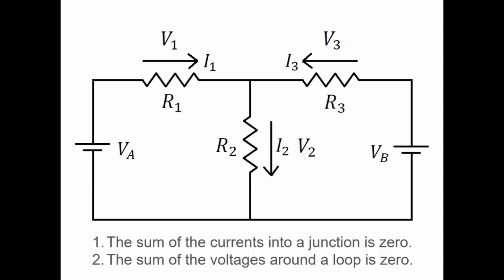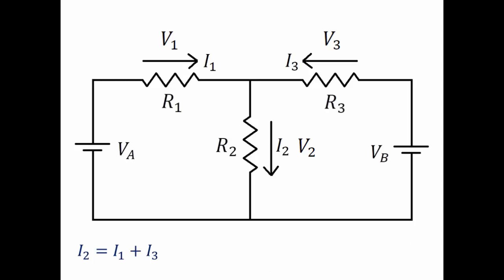And then the voltages around a closed loop are 0. So VA, the voltage is higher above VA than it is below VA, and then there's a voltage drop across resistor 1, another voltage drop across resistor 2. The sum of the 2 drops has to equal the VA rise, right? In other words, the total voltage rise around a loop has to be 0.